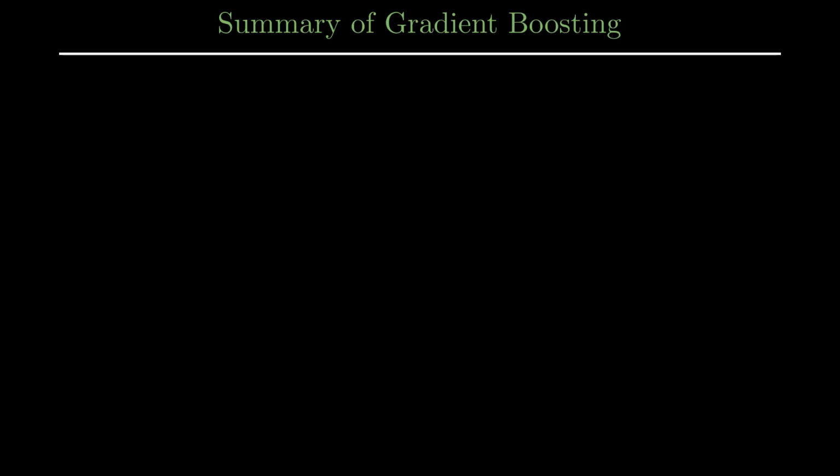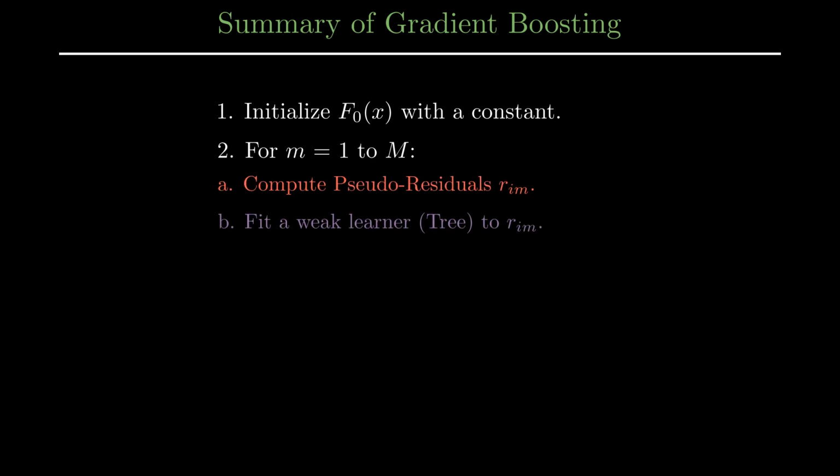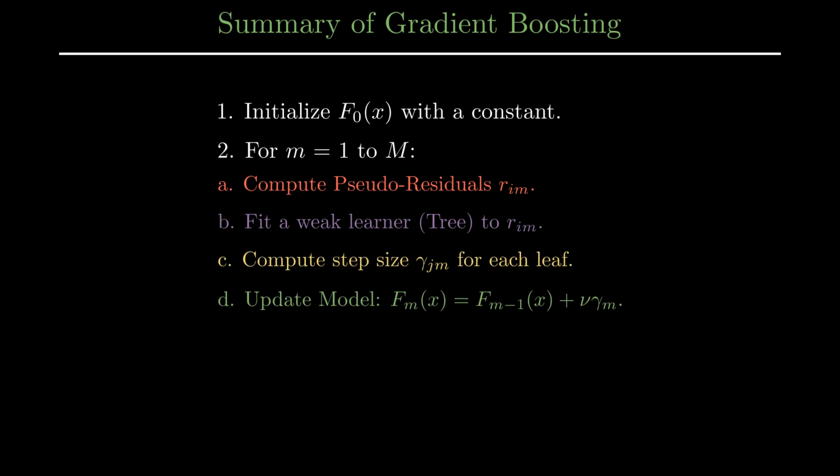Let's summarize the steps of gradient boosting. We start by initializing a constant baseline predictor. We then build M trees, where M is often on the order of 100. At each step, we compute the pseudo-residuals and fit a tree to them. We then compute the leaf values for that tree. Next, we update the model using these leaf values. After repeating this process, we obtain a strong predictor.